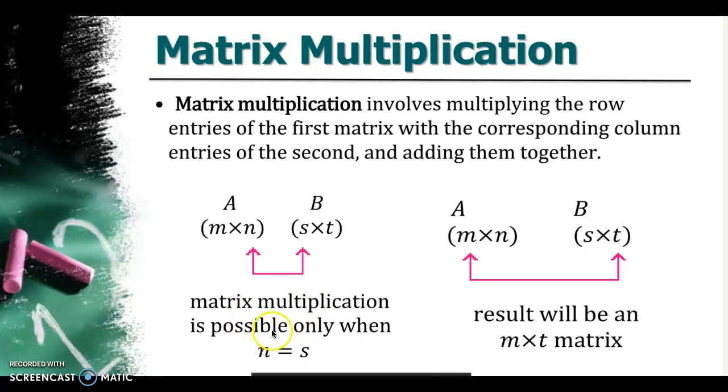Matrix multiplication is only possible if we have a matrix A that has order m by n, and a matrix B of order s by t, and n and s have to be equal. So the number of columns of the first matrix needs to equal the number of rows in the second matrix. What we're going to get out is a matrix that is order m by t.